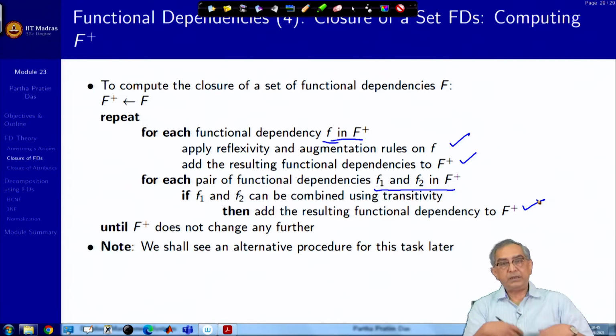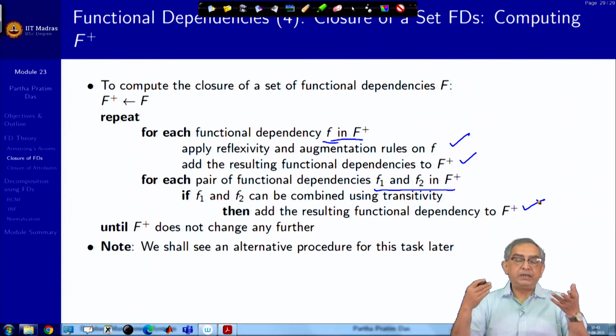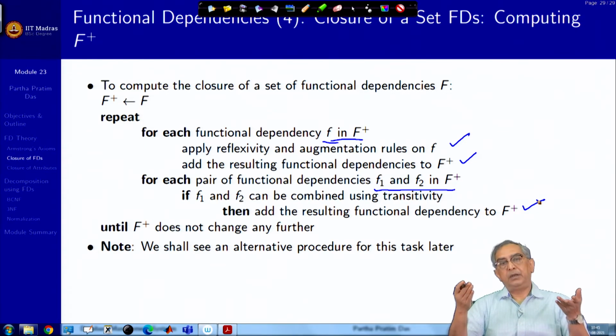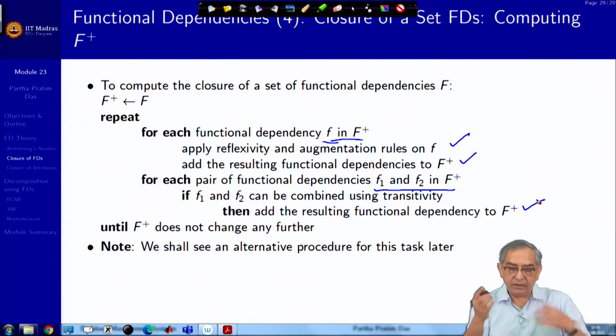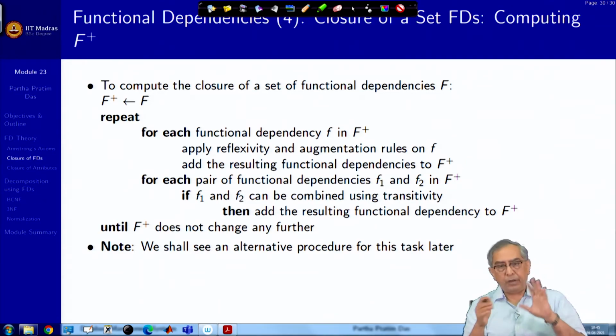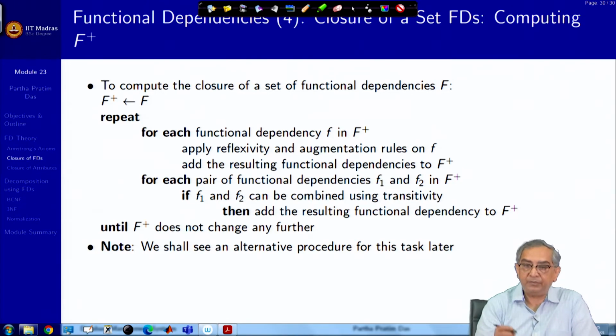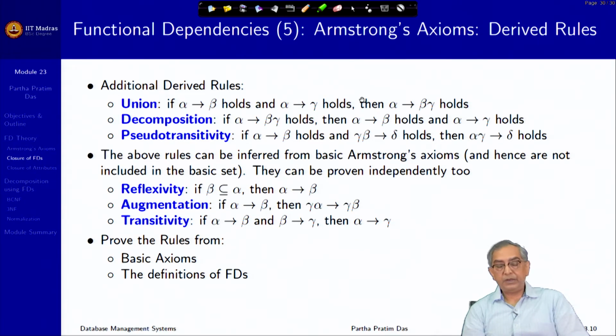Keep on doing this. Naturally, since you have a finite set of attributes and therefore a finite set of functional dependencies, this process is certainly going to terminate. If you keep on doing it, when F plus is not changing any further, you have got the closure set. That is the basic idea. We will talk about other approaches, alternative procedures also, but this is just a naive and direct approach to do this.